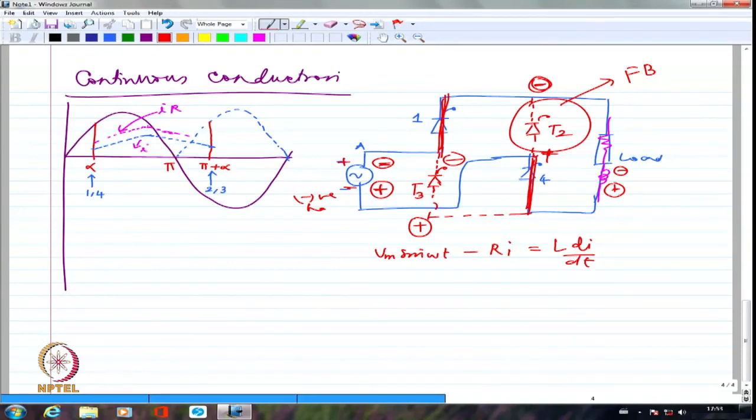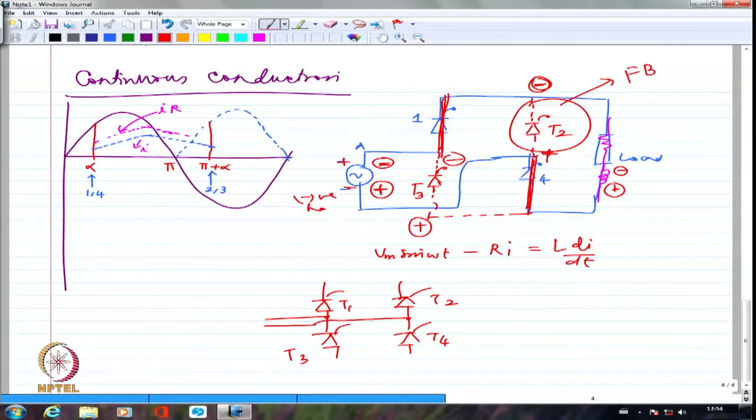Right? So let me draw this again. These are the four devices. This is T1, this is T4, this is T2, this is T3. This is the negative half cycle, mind you. So I'm going to have plus here and minus here. This is the negative half cycle, right? Now I'm not unduly bothered about the load. T2 has taken over, I have given it a pulse. T3 has taken over, I have given it a pulse.